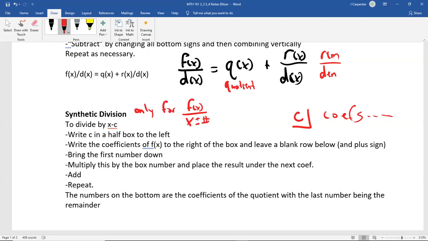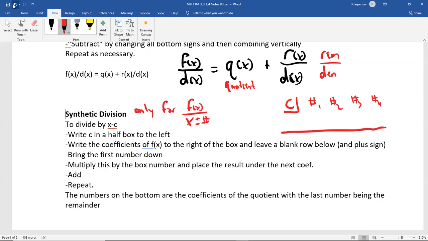Then you will, hold on, let me give myself a little more space for that. So you put your c in a half box. You have some coefficients over here. Let's say just number 1, number 2, number 3, number 4. You're going to leave a blank row. You're going to leave a little blank here.